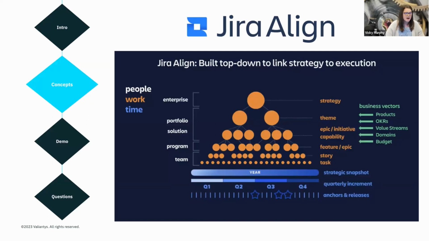So if you're working in more of a Kanban fashion, or you have a mix of teams, both tools can absolutely handle that configuration. Again, at the bottom, we have our idea of time. We have things like strategic snapshots that are going to be annual or multi-year look at our strategy, our quarterly increments, sometimes called program increments, and our anchors represent our sprints, and we can also have releases in both systems as well. Off to the right here, you see some other business vectors that Jira Align does have that essentially plug into the various levels of scale, such as products, the idea of OKRs, our budgeting activities can happen at various levels as well.